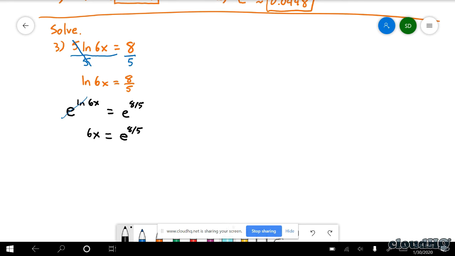What will we have to do to finish off the problem? So we'll divide it by 6. So pull out the calculator, do e to the 8/5, and divide that by 6. .8255.